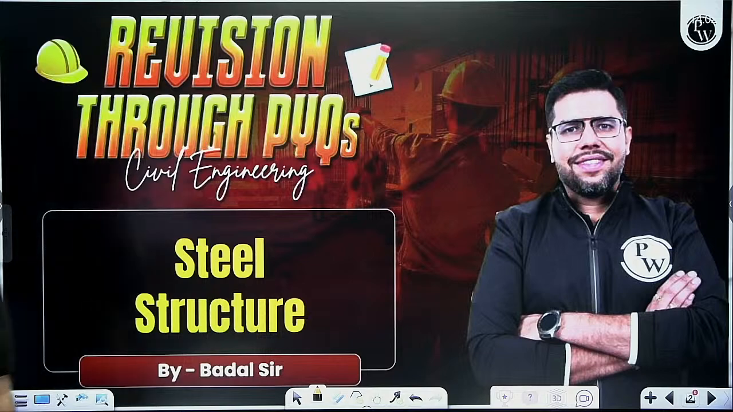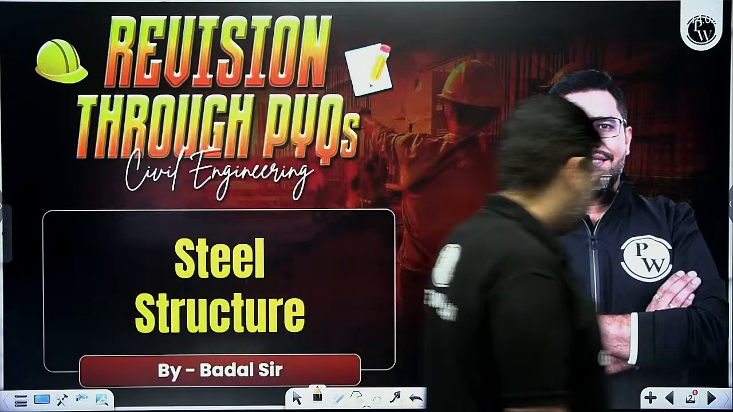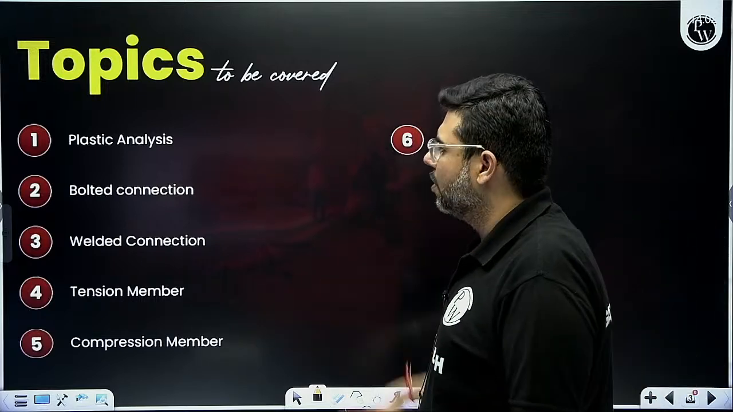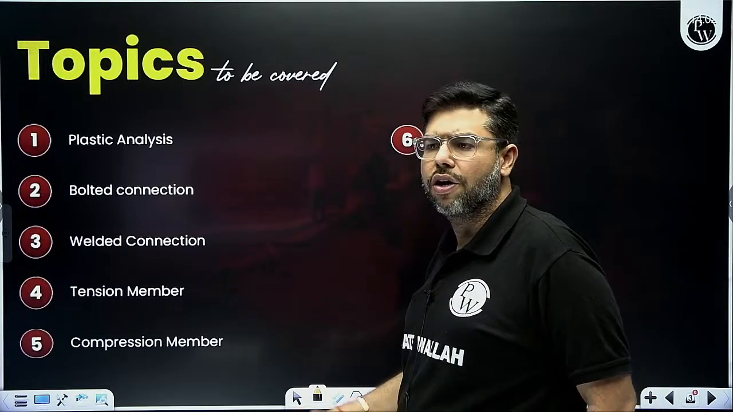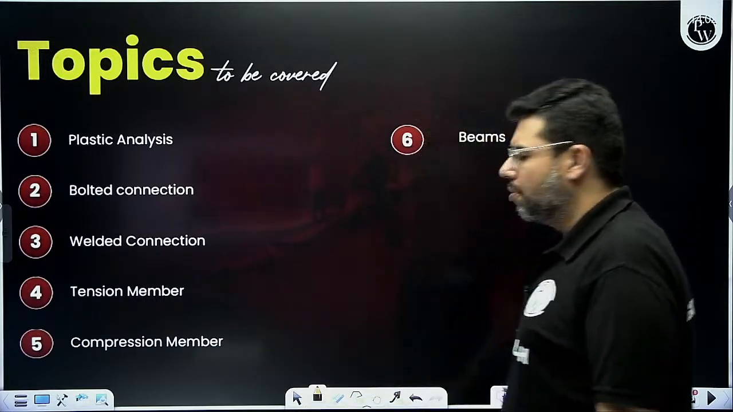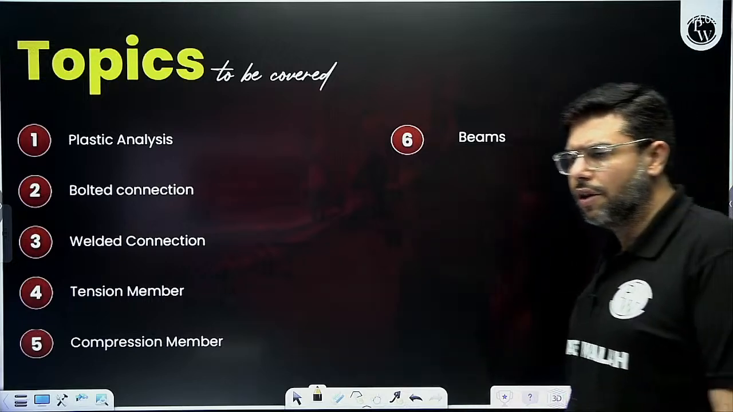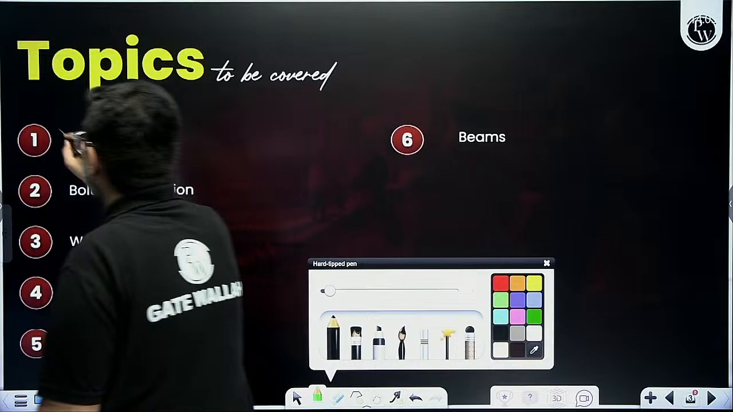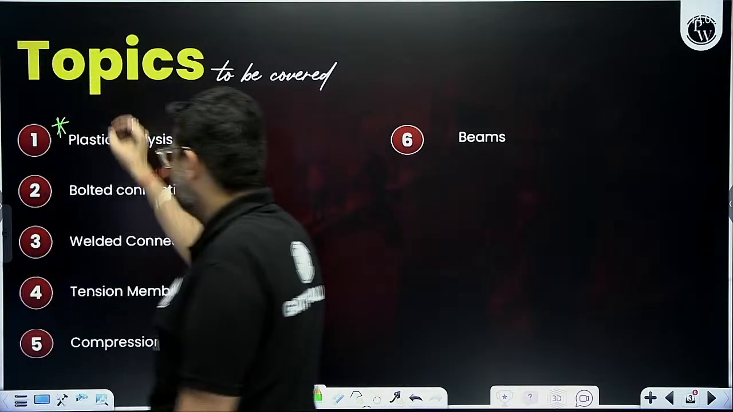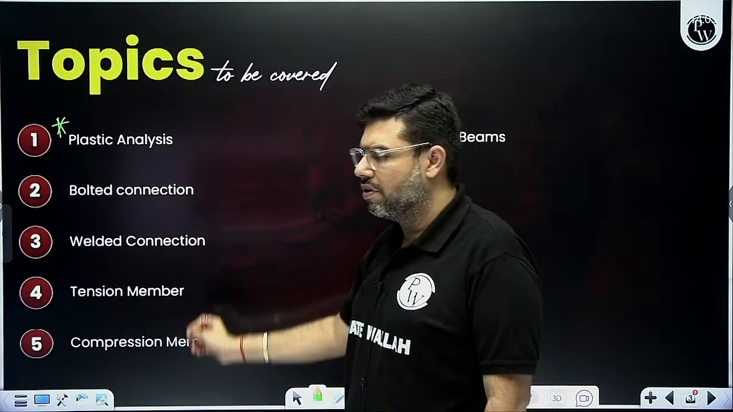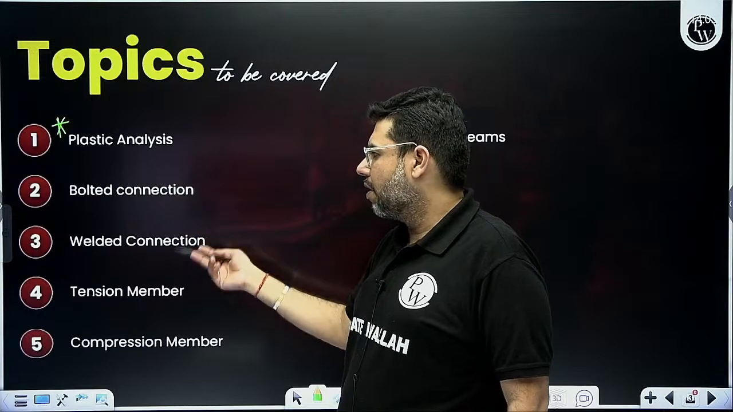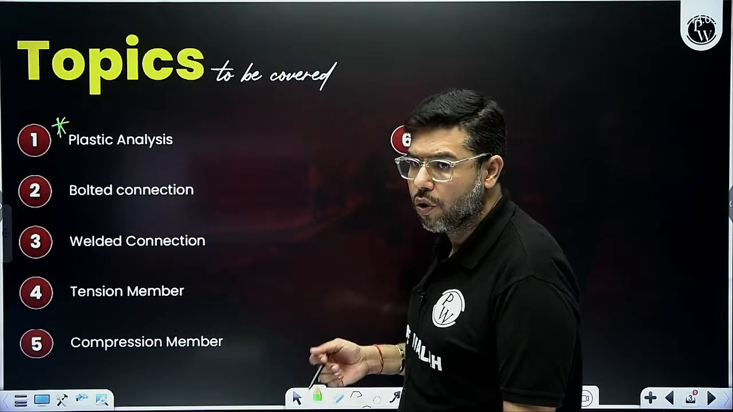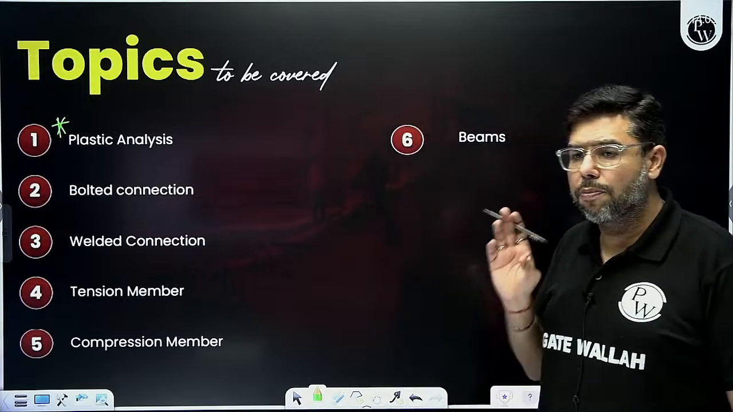So yesterday we have revised all these topics once. In the Maha revision we have seen the revision of plastic analysis, bolted connection, welded connection, tension member, compression member and beams. In this I have told you the most important one is the plastic analysis. Then the importance order is decreasing. Then lesser important will be bolted and welded connection, then more less important is tension, compression member and so on. But most important of all is the plastic analysis.